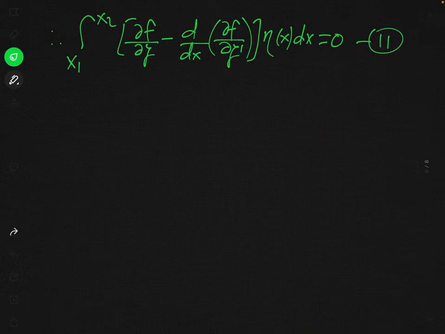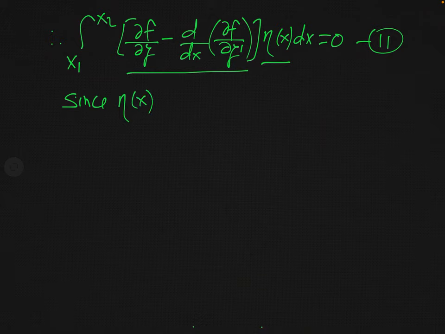Now in the introduction of this calculus of variation, I have mentioned a very important lemma, and you have seen there that if this eta of x is an arbitrary function, then definitely this factor must vanish, must be zero. So according to that very important lemma, since eta of x is an arbitrary function, definitely this factor del f by del y minus d dx del f by del y prime must be zero.